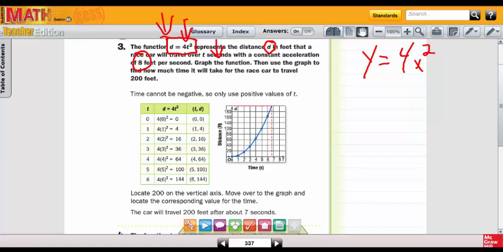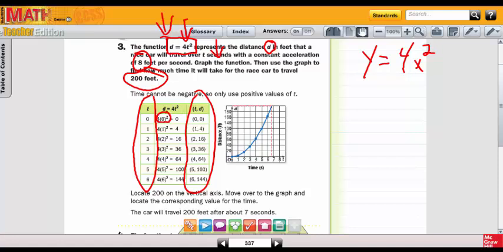Graph the function. Again, we could do that by making an output-input table, and that's what we're going to talk about here in a second, and then use the graph to find out how much time it will take for the race car to travel 200 feet. So we have an input of 0 and 0 time. We're obviously going to get 0 because it would be 4 times 0 times 0. That's what this represents here, and it's because we put in 0 for t.